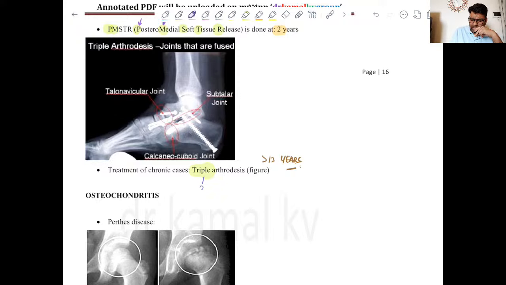Now triple is 3, arthrodesis is fusion, surgical fusion. So we will fix 3 joints. One is the talonavicular, another is the subtalar between the talus and the calcaneum, and the third is the calcaneocuboid, right? So these are the 3 joints which have to be fixed. Now please note that we don't touch the ankle joint. So the ankle joint is not touched here.